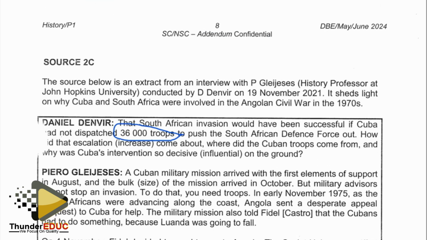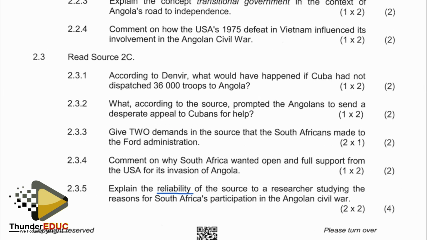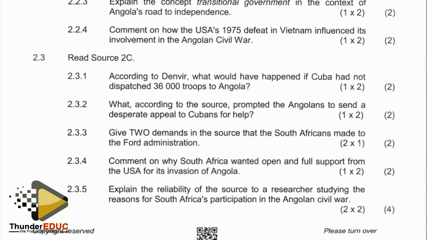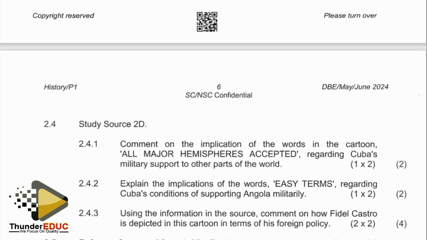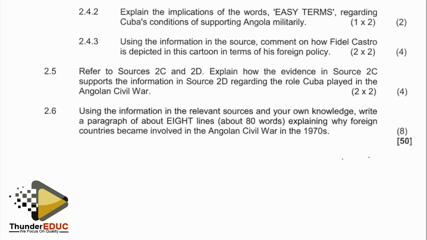Right. Then we move on to the last question, which is a paragraph question. We'll just go through the discussion of how we answer that one quickly. When answering a paragraph question, the same format applies. We use the PEL format: point, explanation, evidence or examples. Then you link back your argument to the question. The question is worth about 8 lines. Explain why foreign countries became involved in the Angolan Civil War.